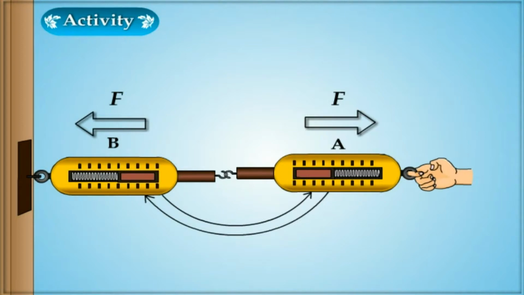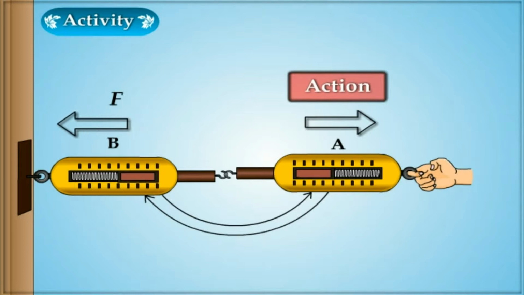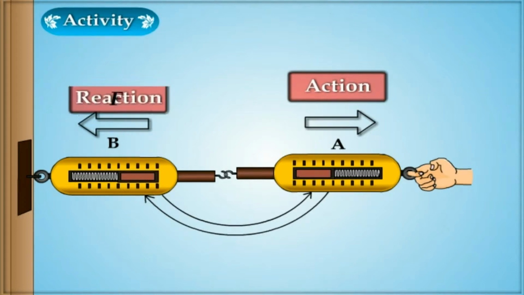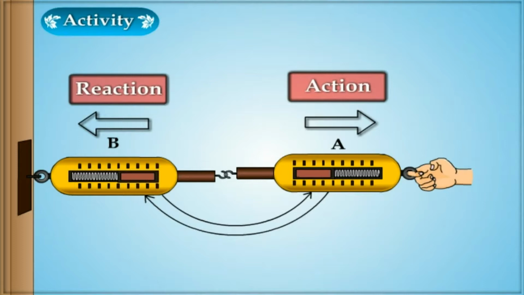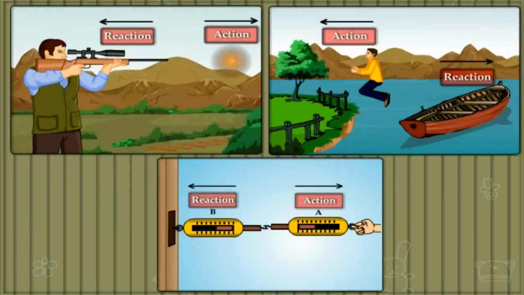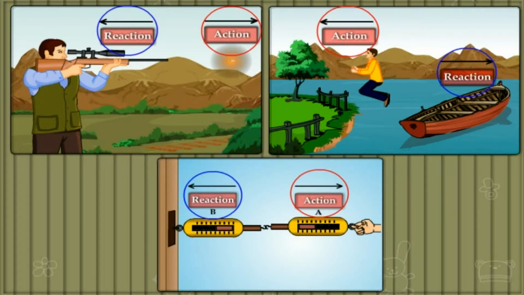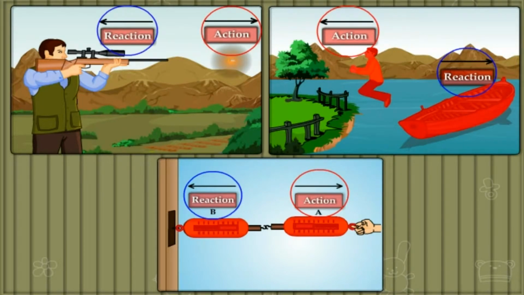The force which balance A exerts on balance B is called the action, and the force exerted by balance B on balance A is called the reaction. So, we can say that to every action, there is an equal and opposite reaction. However, the action and reaction always act on two different objects.